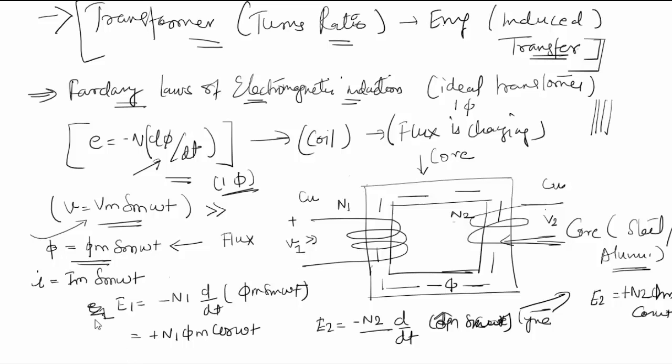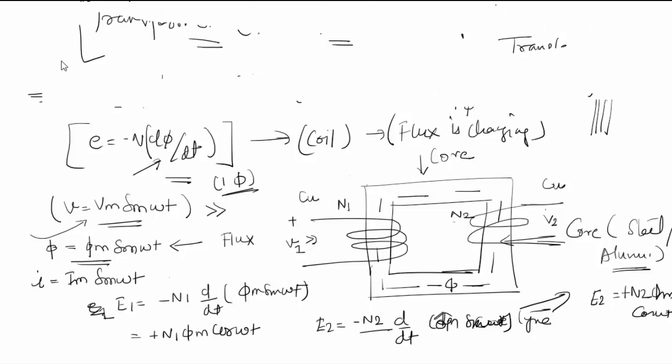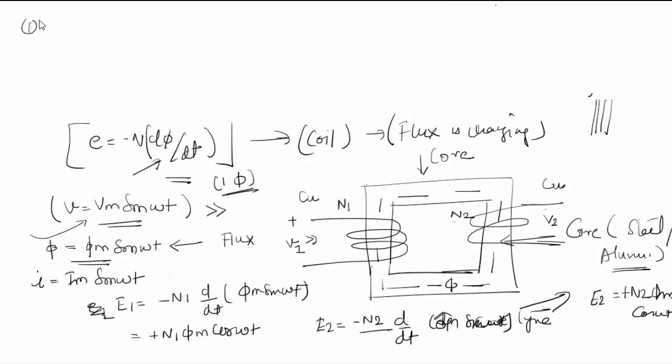So what have we got here is the first equation. We have got E1 is equal to N1 phi m cos omega t, and E2 is equal to N2 phi m cos omega t.